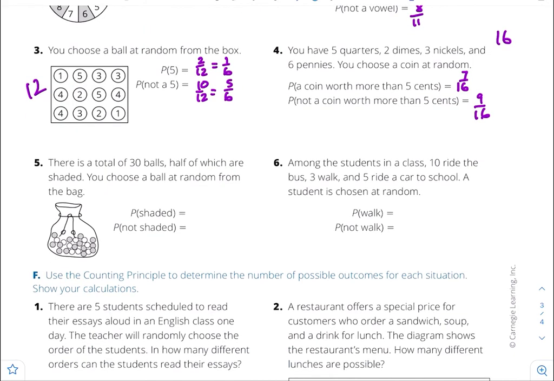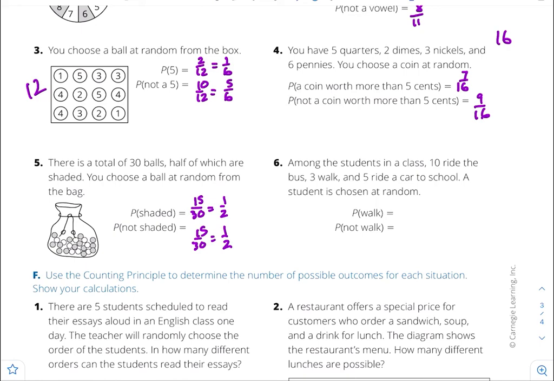Number 5, there's a total of 30 balls, half of which are shaded. You choose a ball at random from the bag. So the probability that it is shaded is 15 out of 30, which is a half. And not shaded, which again is 15 out of 30, simplifies to 1/2.